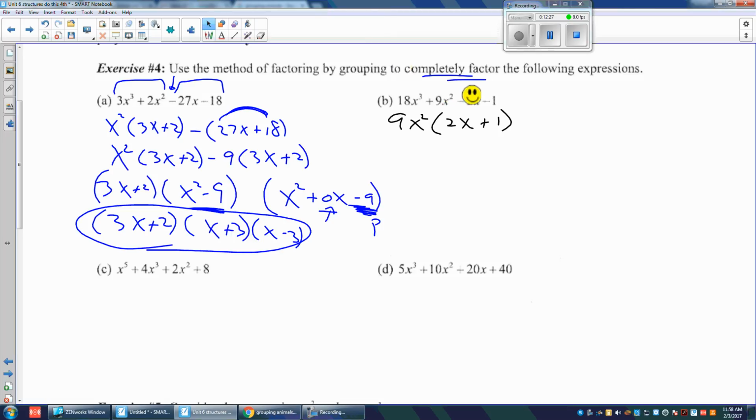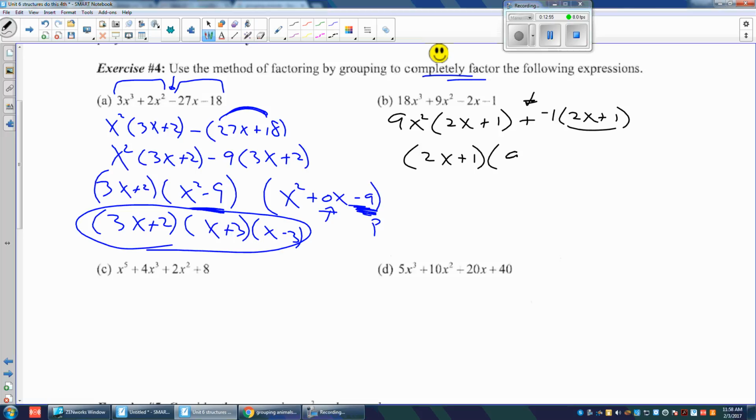Okay, now how can I get this part to look like 2x plus 1? I can factor out a negative 1, negative 1, and then 2x plus 1. I really should have just turned that into minus. You know, it makes a little more sense there. Now I can factor out the 2x plus 1. When I factor out the 2x plus 1, I'm left with 9x squared minus 1.